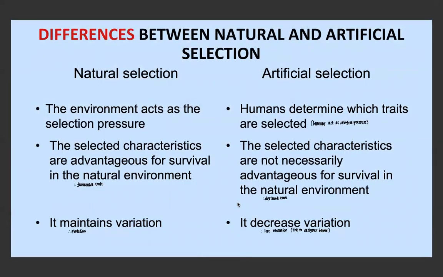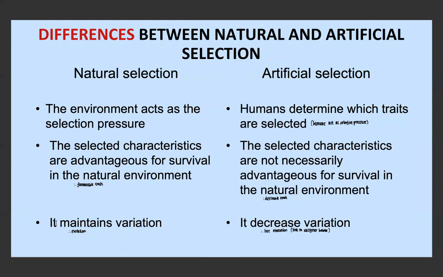Some of the differences between natural and artificial selection, they'll often ask this sort of question in a table format, saying, describe some of the differences. So it's quite important to know. In natural selection, the environment is the selective pressure, but in artificial selection humans act as a selective pressure. They determine which traits are selected. In natural selection, the selected characteristics are advantageous for survival in the natural environment. So it will benefit the survival of the offspring. It's a favorable trait. In artificial selection, the selected characteristics are not necessarily advantageous for survival in the natural environment. It's not a favorable trait, it's just a desirable trait for humans.